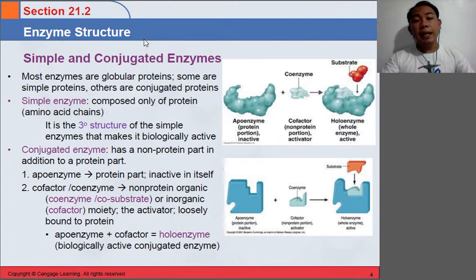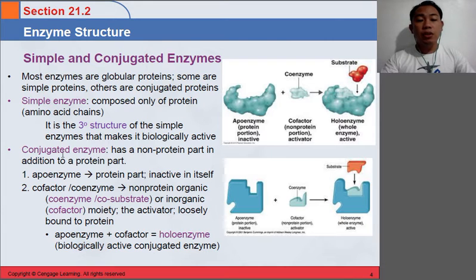Now, we have the enzyme structure. One enzyme structure is simple and conjugated enzymes. Most enzymes are usually globular proteins, and some are simple proteins, and others are conjugated proteins. When we say simple enzyme, these are enzymes composed only of protein, or amino acid chains, and it is the tertiary, or three-dimensional, structure of the simple enzymes that makes them biologically active.